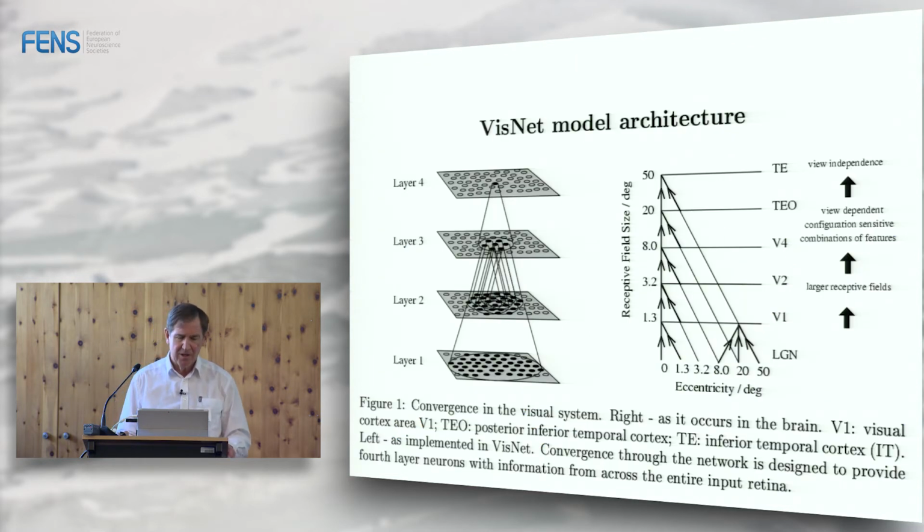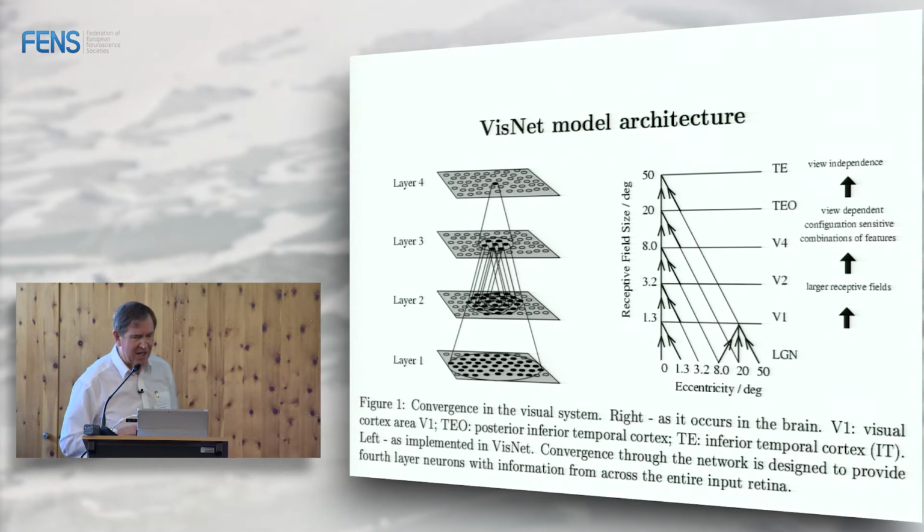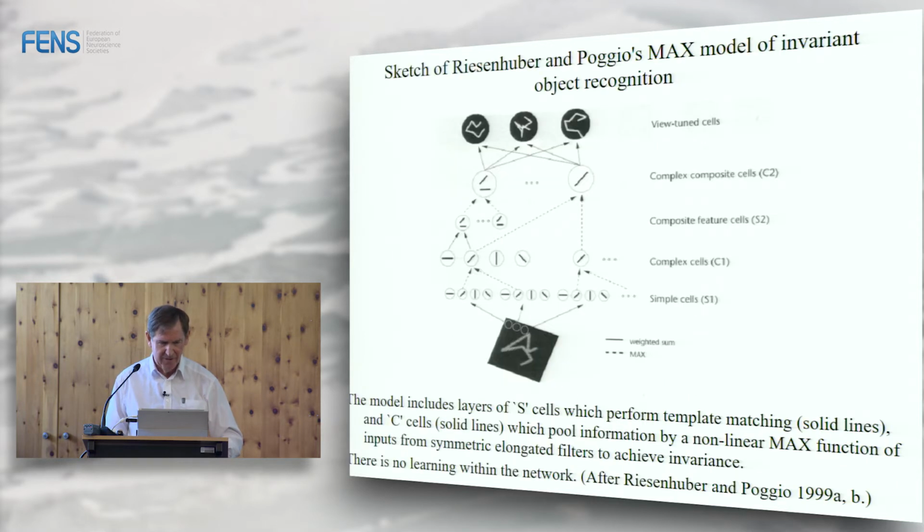Okay, so that's really what we want to say about vision: a really complicated problem, invariant object recognition, can be solved by networks that we can more or less understand. And then just to say what's really crucial about what's going on here, let me compare our model with Riesenhuber and Poggio's HMax model of invariant object recognition.